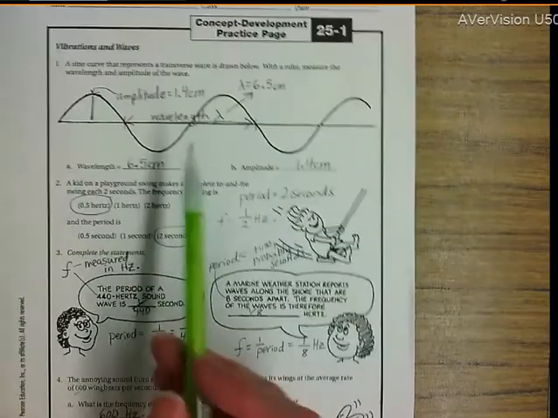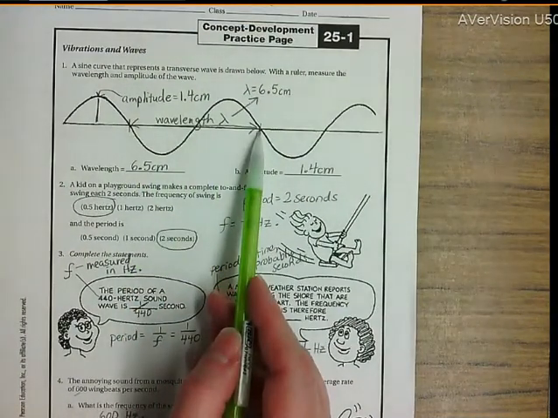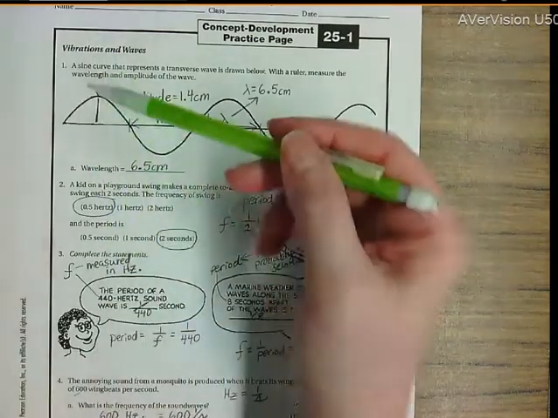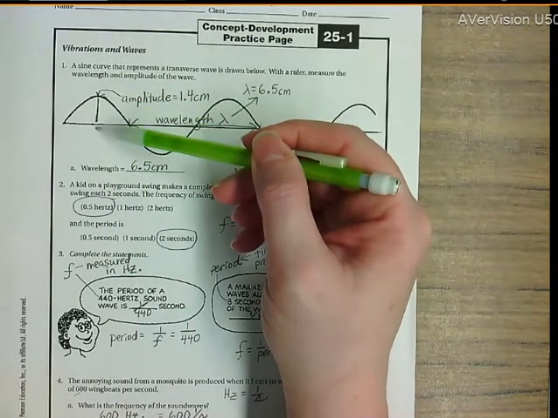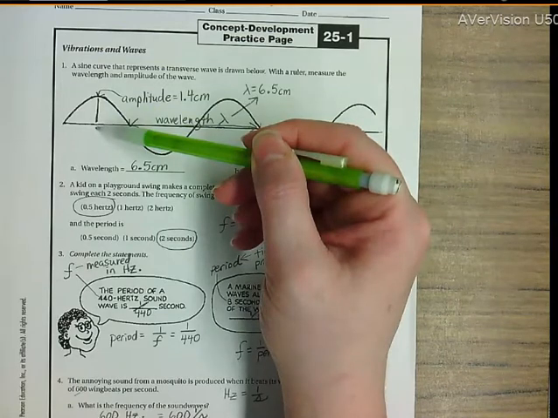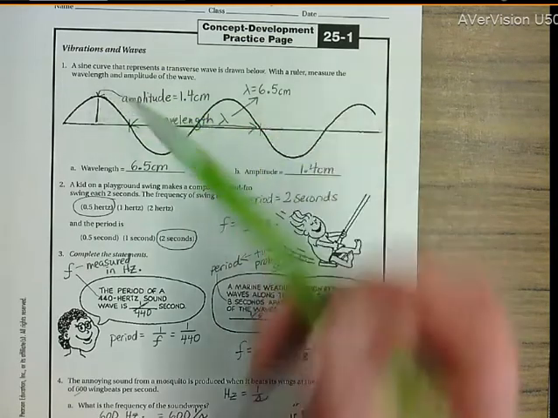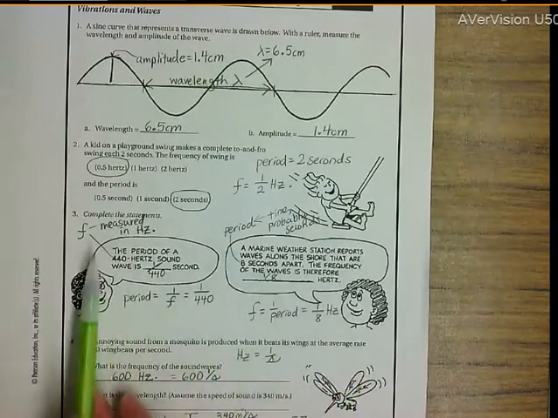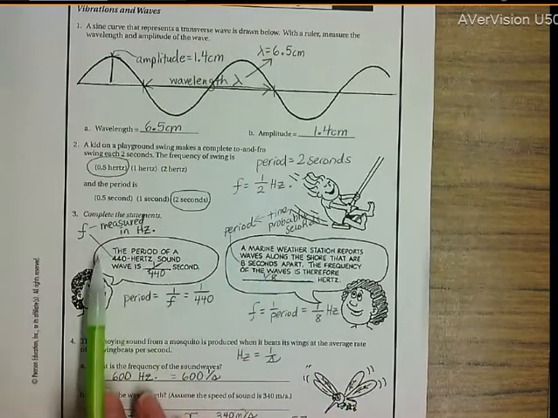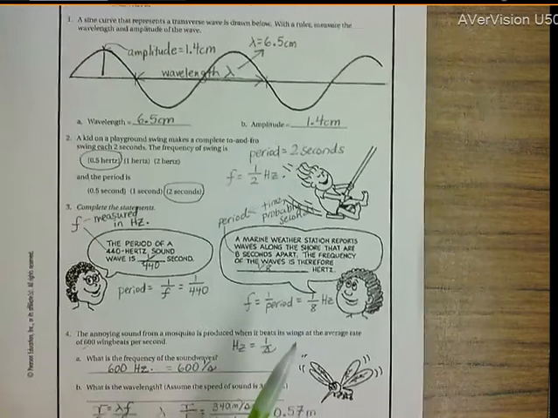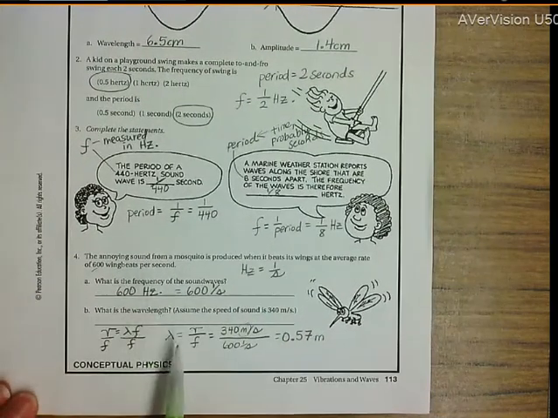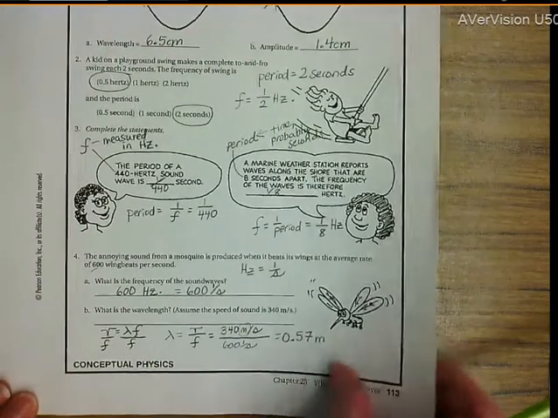So again, we reviewed what a wavelength is and how to measure it. We reviewed what the amplitude of a transverse wave is. We talked about the relationship between frequency and period, and we calculated a wavelength.